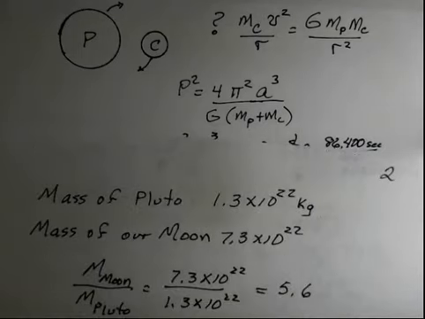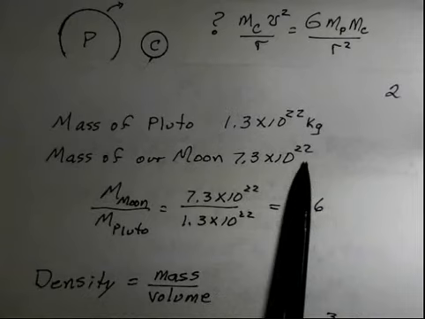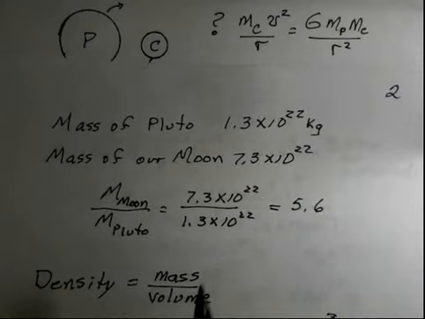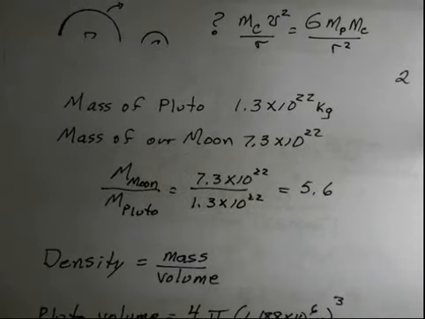So we found that mass, 1.3 times 10 to the 22nd. Just to compare it to the mass of our moon, which is 7.3 times 10 to the 22nd. So our moon roughly is a little over 5 times the mass of Pluto. So doing a ratio here, 5.6 times.